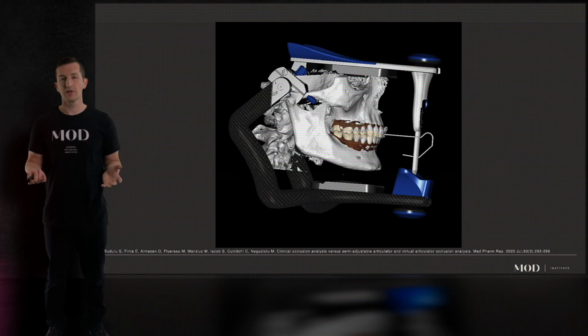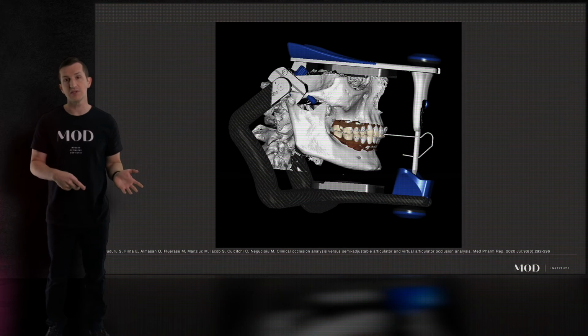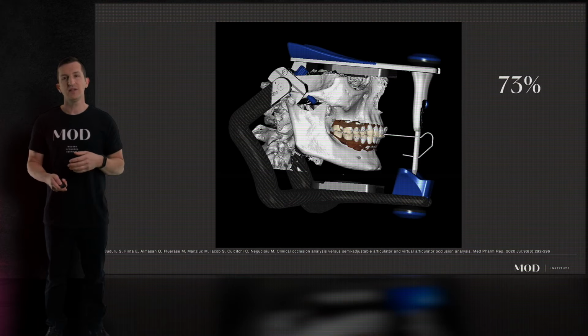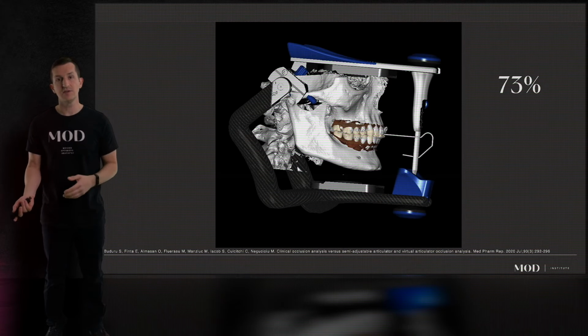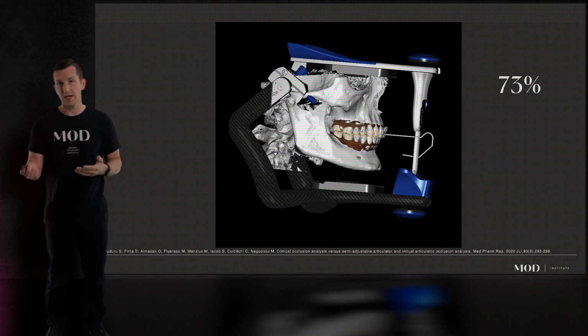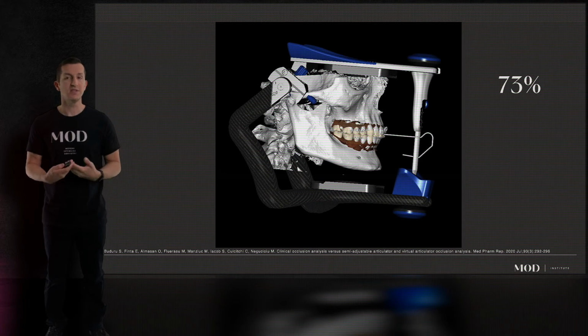And so even when we look at the accuracy for the border movements that articulators are designed to reproduce, we find that they're only about 73% effective in reproducing those movements themselves. So there's certainly inaccuracies within just planning off of an articulator that will have to be worked out in the temporary stage, which is going to decrease the efficiency of your treatment itself.